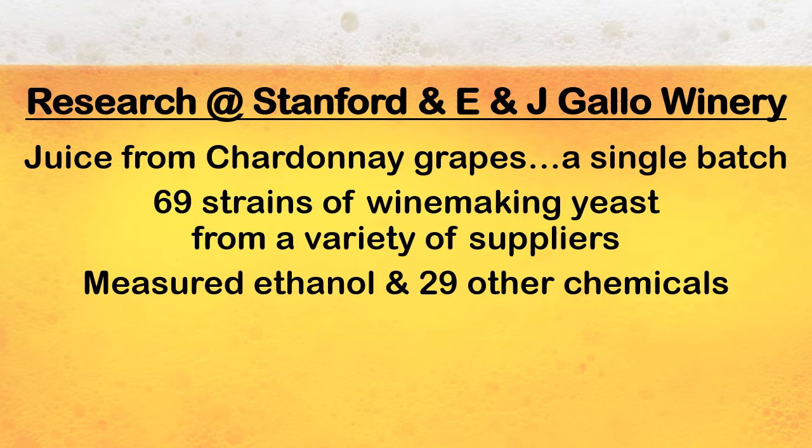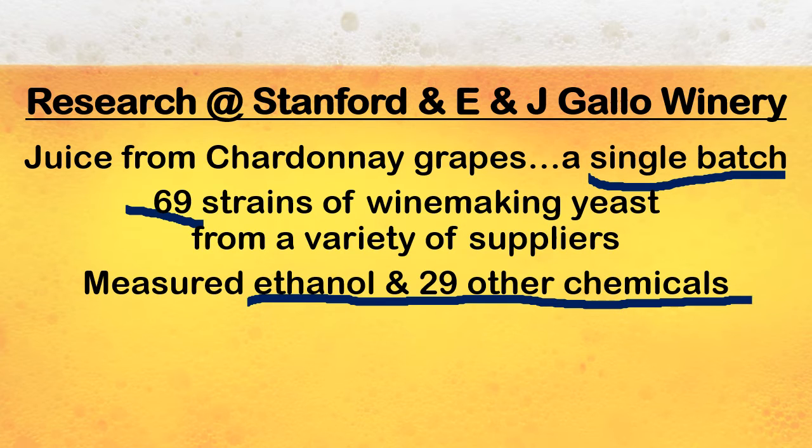They took the juice from Chardonnay grapes. They used a single batch. Again, scientists are trying to control the variables. There were 69 strains of yeast that were used in their experiments. And they did a rather extensive thing on the back end. They measured ethanol, but they measured 29 other chemicals in these batches to try to figure out what exactly was going on.